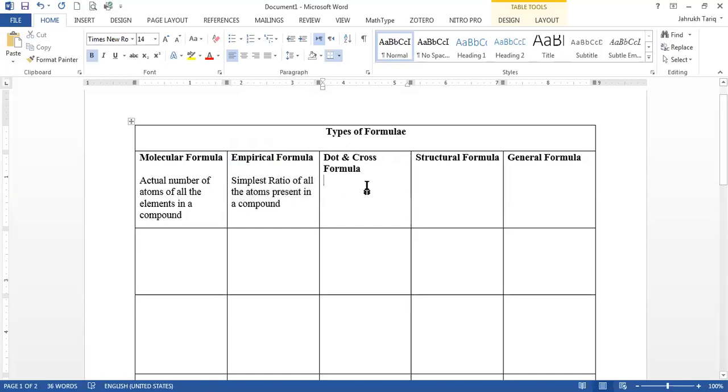So the next one is the dot and cross formula. Who is going to define that? Let's ask Zaim. Zaim, are you here? Yes sir. Do you remember the dot and cross formula from chapter number 3? Sir, I remember it, but I don't remember the definition. So let's define it in your own words. Use English or Urdu, I don't mind. Try to define it yourself, even if it's not the exact definition.